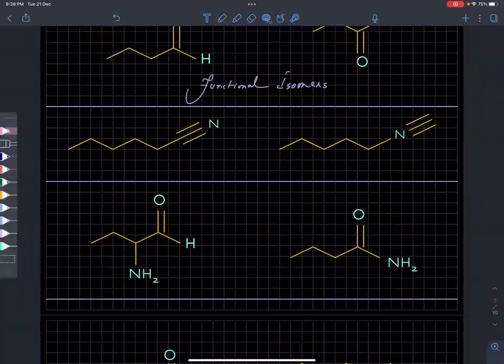What about these two? Functional isomers. Can you name the functional groups here? One is nitrile and the other is isonitrile. I'll write that. This is nitrile. Nitrile ends with CN. Isonitrile ends with NC.